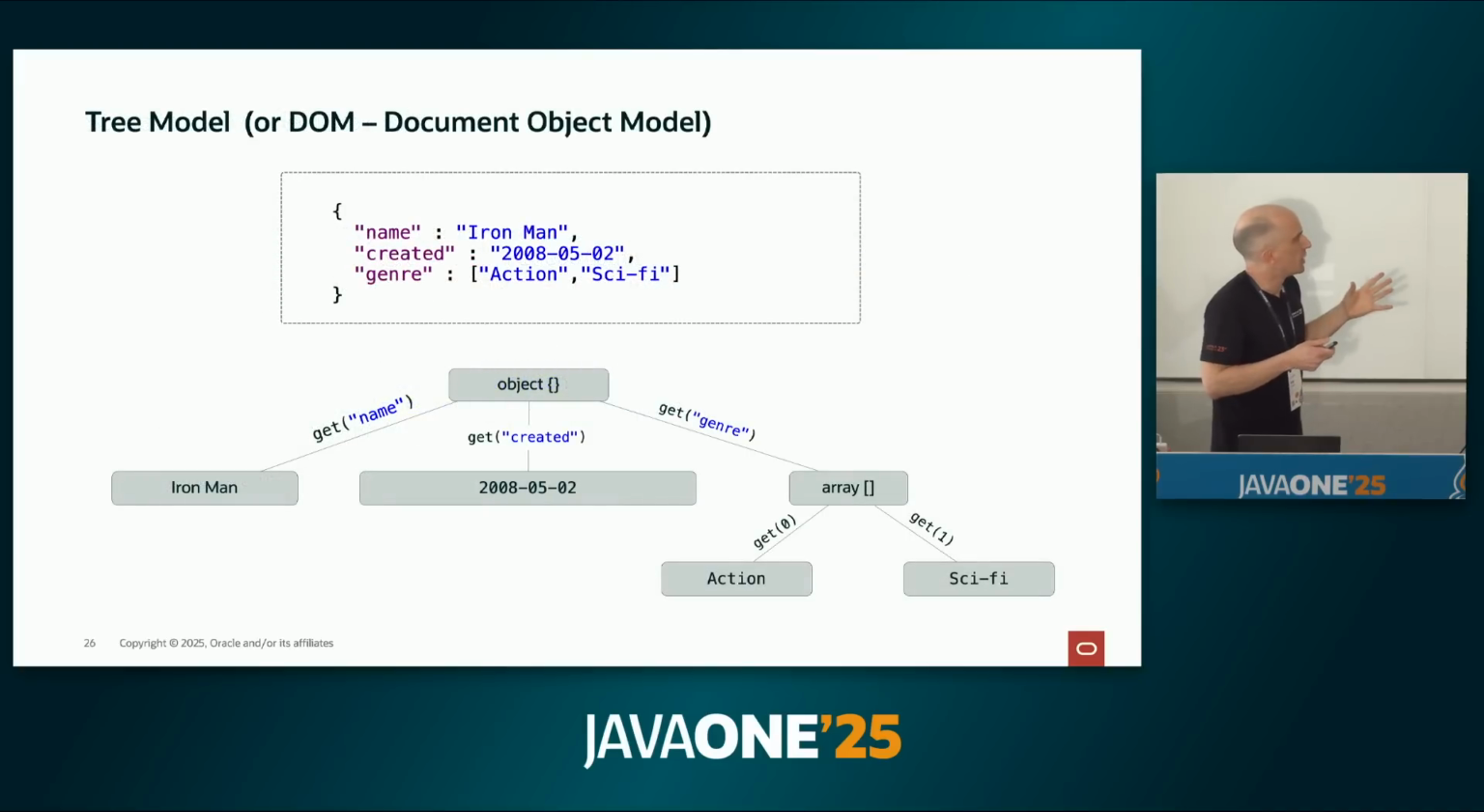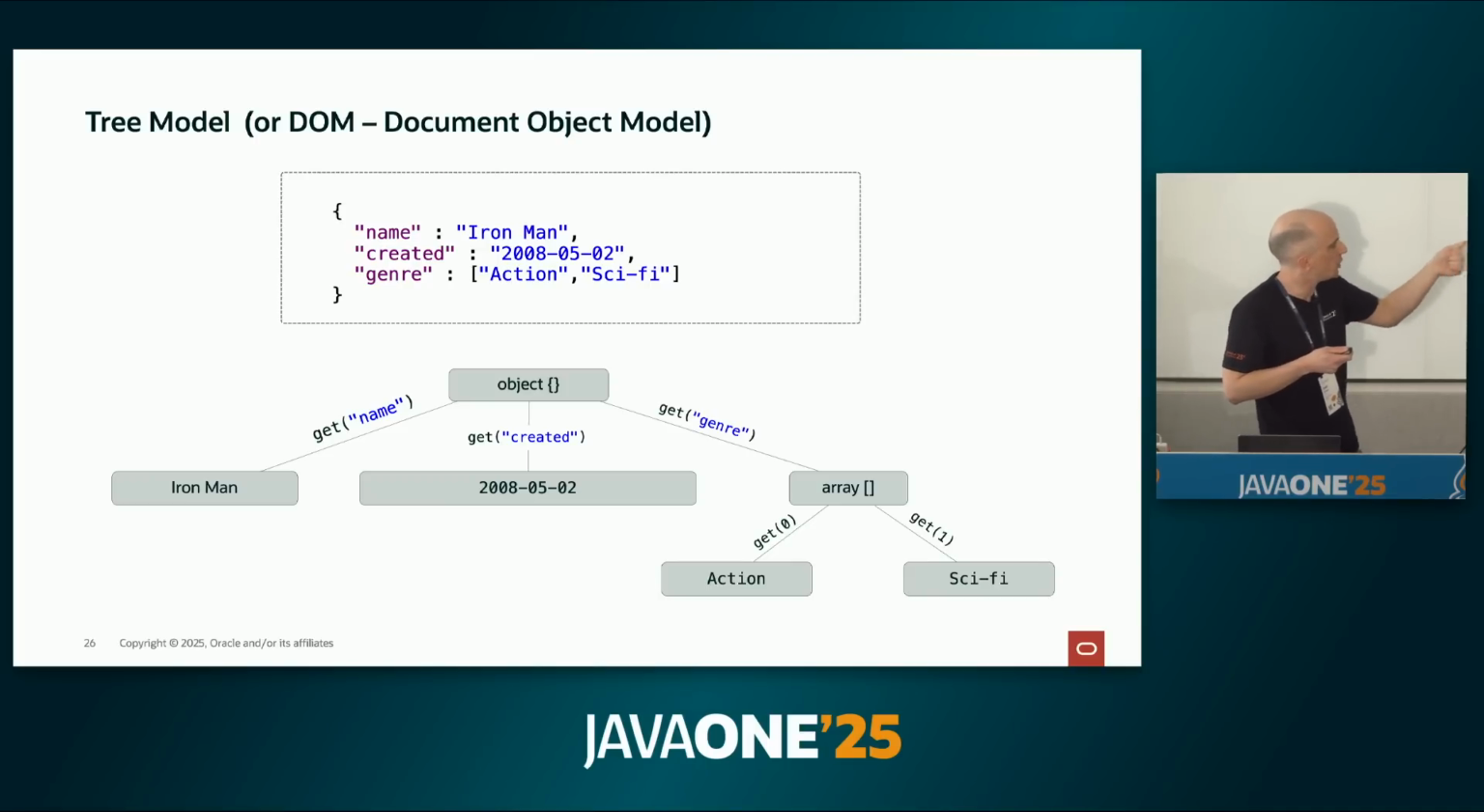So next, onto the tree model. With a DOM or a tree representation for JSON, you have a tree data structure where each node in the tree corresponds to a value in the document. In this example, you'd have a node at the root that represents the object as a whole. Then you'd have nodes for Iron Man, the title or name of the movie, and the created time. You'd have a node for the array and a node for each value in the array. And then if you want to access the value, you call various methods on these different nodes.